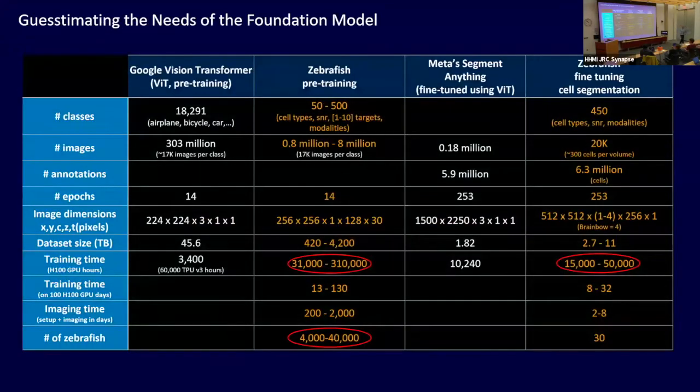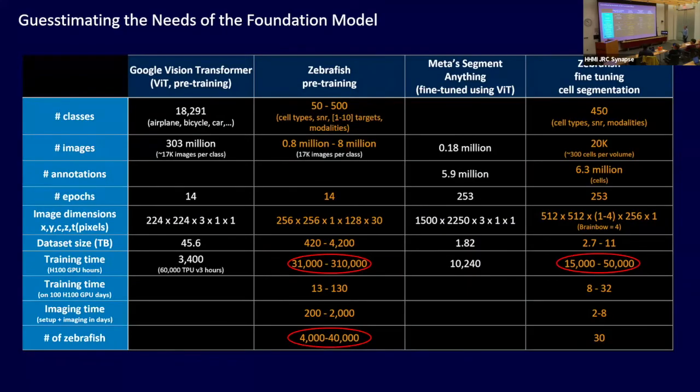So I already talked about using a foundation model to be able to do this. How big and complex would this foundation model be? That is really hard to tell, okay, because it's hard to know how to extrapolate from what's been done. But again, starting with the Google ViT as a start, they looked at 18,000 classes of images, over 300 million images, and training time was 3,400 hours on an H100 equivalent.